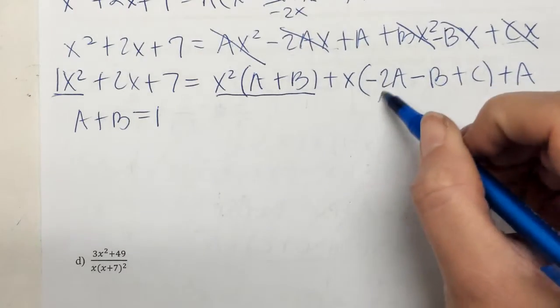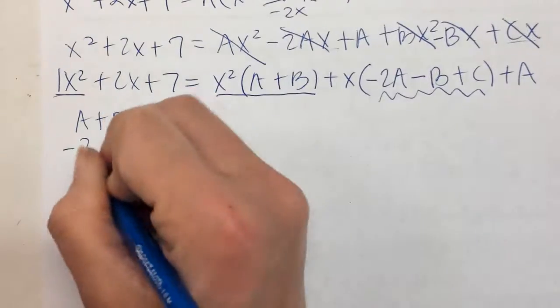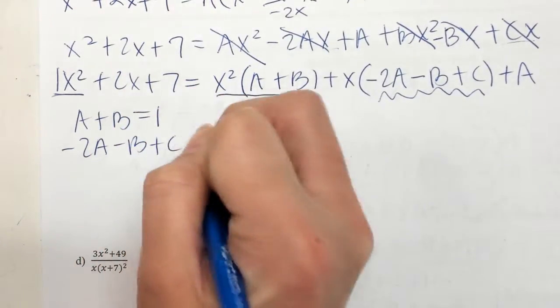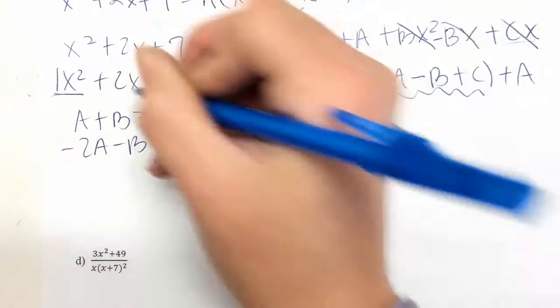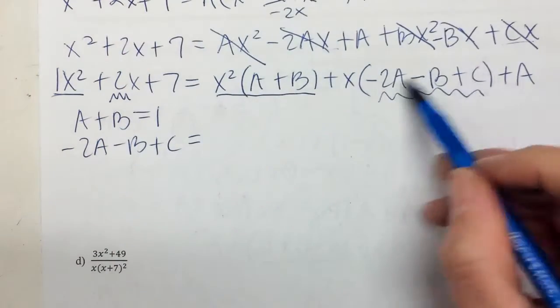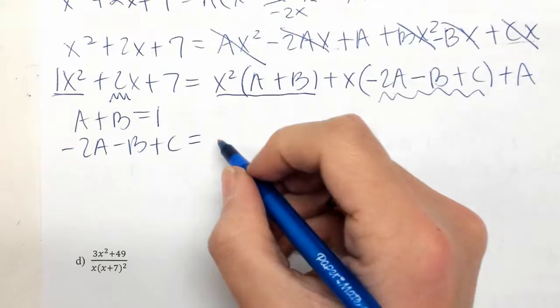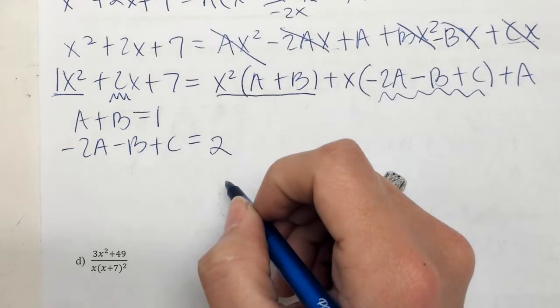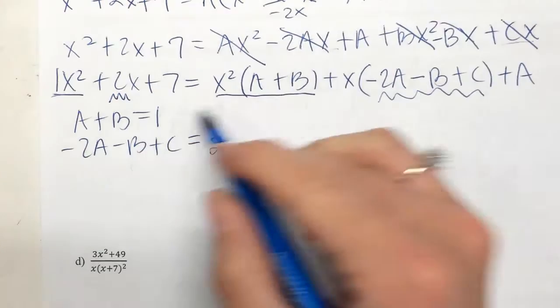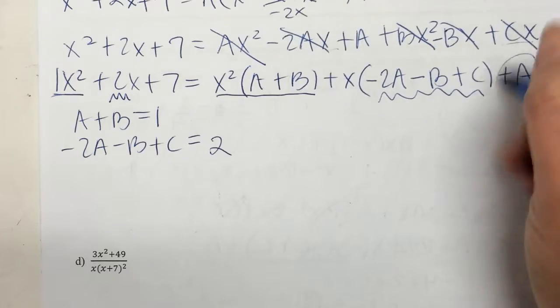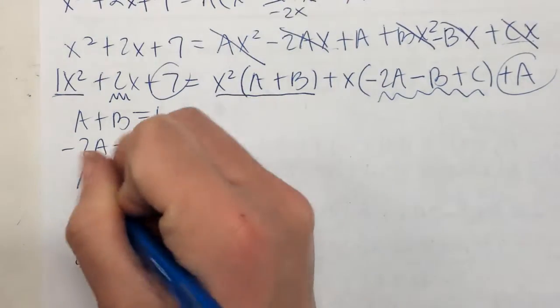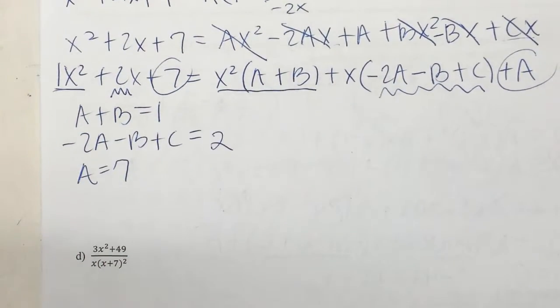Now I can set all of this, negative 2a minus b plus c, equal to what? 2. Good. Because this is the term with x on this side. This is the term with x on this side. So again, this is what I grouped together. And then the last terms that are left are a and 7, so I can set those equal to each other. So we got a. We just need b and c.